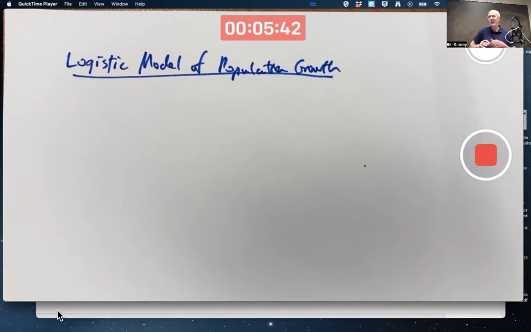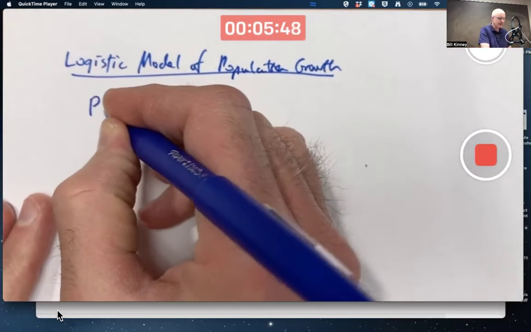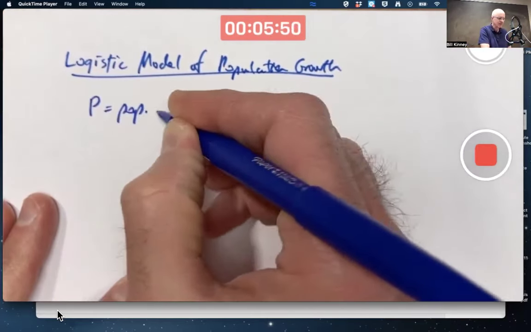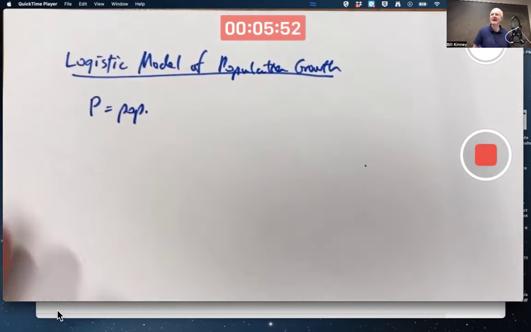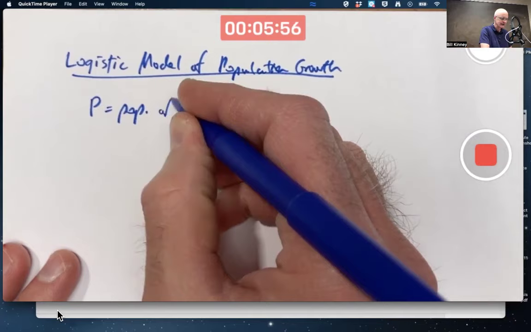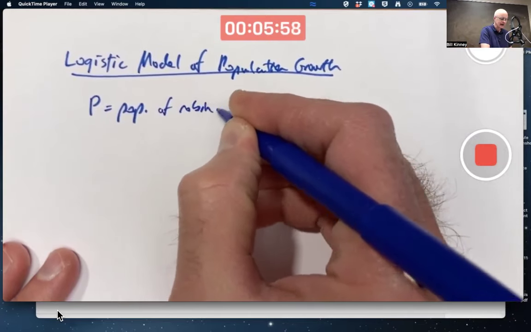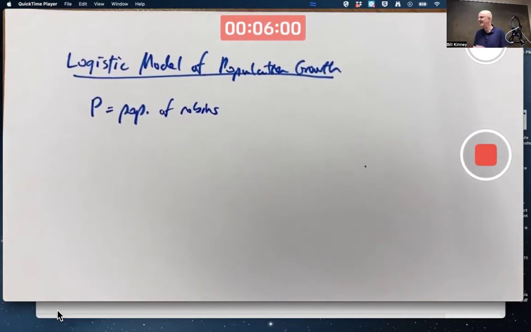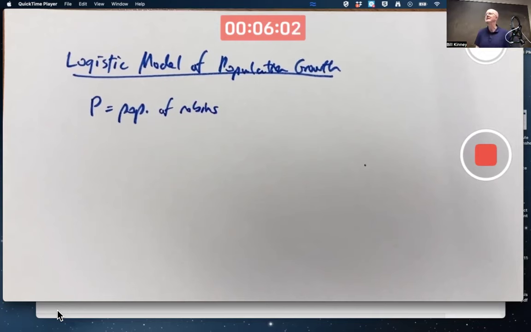Okay, anyway, for the most part, there's limits on growth. We want to take that into account. We're going to let P be the population. Let's go ahead and say of robins in a certain area, maybe a forest.